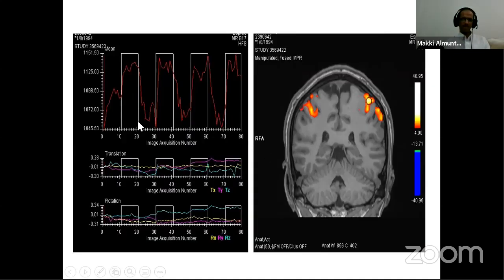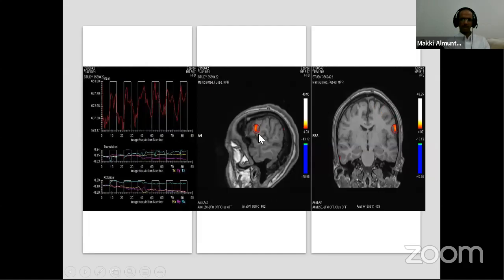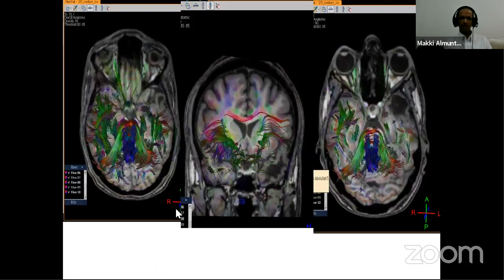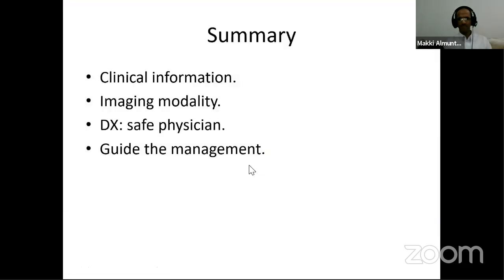Here is task-based MRI, fMRI. Here is the resting, and here is the task, the first period. And when we analyze it, we come up with this signal that helps us to localize the eloquent cortex that we are looking for based on the task. And DTI also helps us to localize the important tracts when we need.